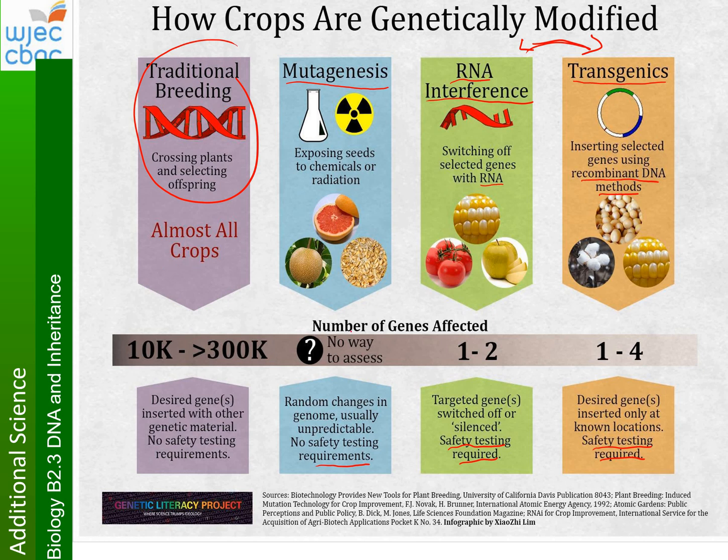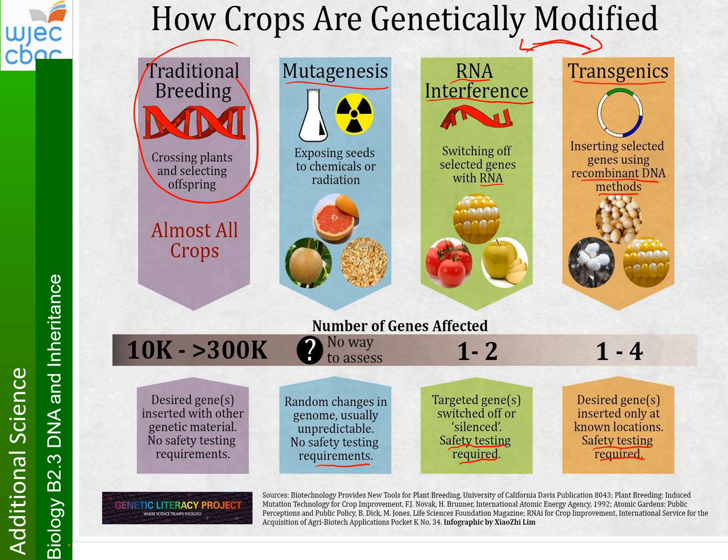Mutagenesis, there's no way to assess the number of genes that have been affected because of the randomness of the changes. In RNA interference switching off genes, it's normally only 1 or 2 genes that are actually switched off. And in transgenics, it's normally only between 1 to 4 genes that are inserted at particular locations into DNA, normally into a plasmid, into a bacteria.